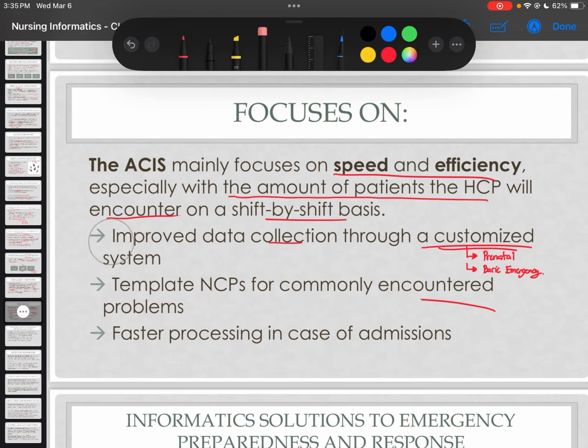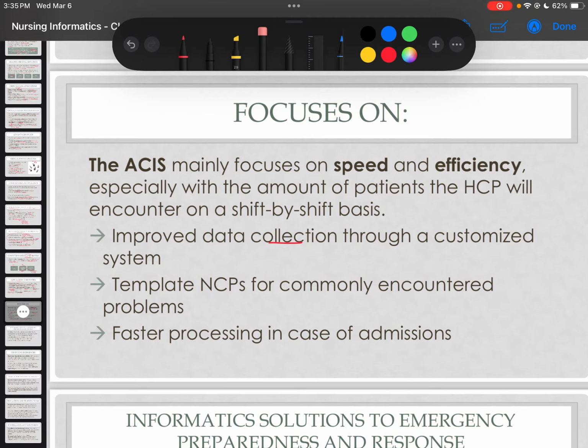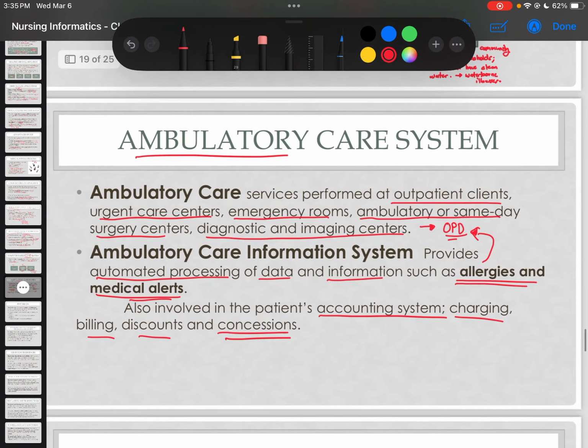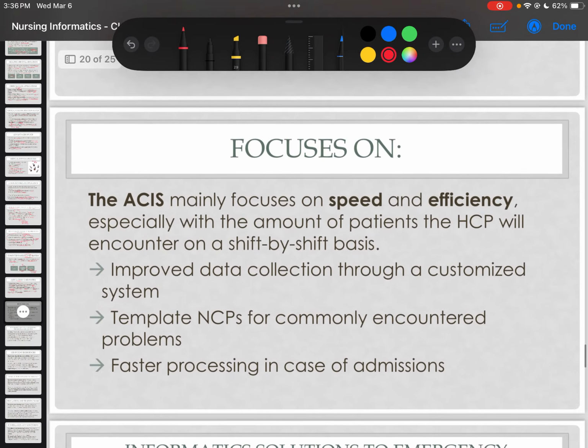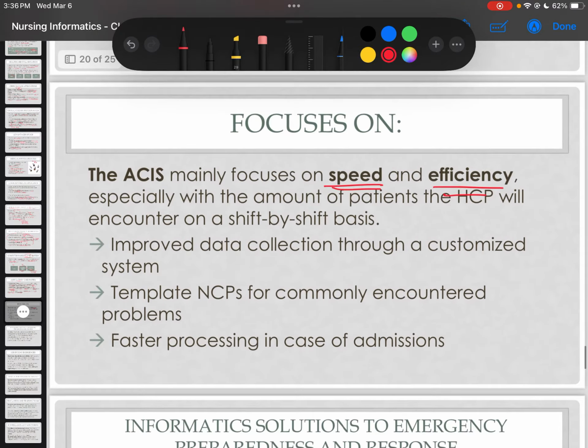admitting a patient, no? So in the OPD, class, there is not a lot of monitoring going on because as I've said, this is ambulatory care. There is no monitoring, class, because they are just there for a simple procedure. Outpatients, simple procedures, there is no monitoring happening there. So it focuses mainly on speed and efficiency, because they have many patients to accommodate.